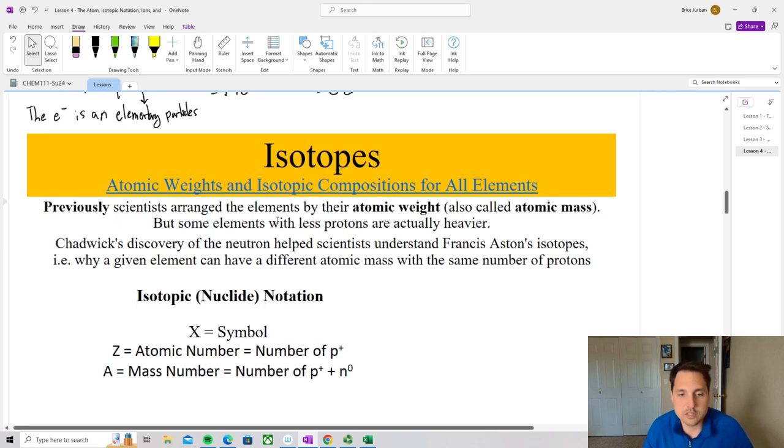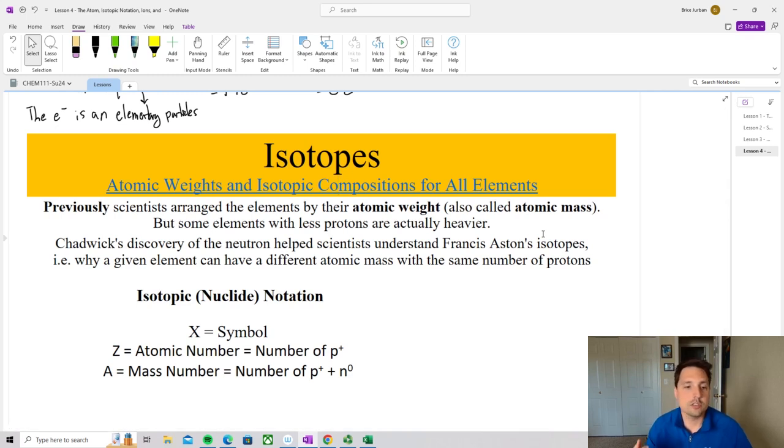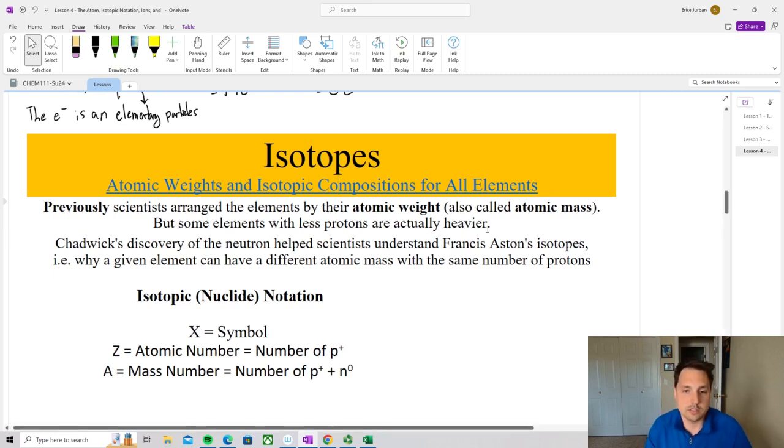So previously, scientists arranged the elements by their atomic weight, which is also known as the atomic mass. Weight and mass are typically used interchangeably in chemistry, but weight refers to a force on a material, whereas the mass is just a property of that material. So it's more proper to use mass. But scientists realized that some elements with fewer protons are actually heavier. We talked about that with cobalt and nickel.